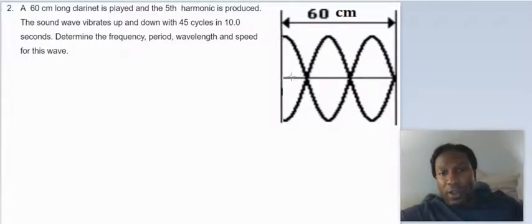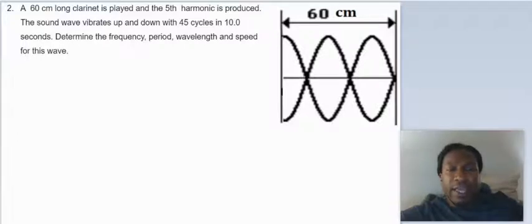They give us this diagram to help us out. This is the length of the clarinet. So this is the tubing of the clarinet. This is the 46 centimeter tubing of the clarinet. And this shows the standing wave that's inside of the clarinet.